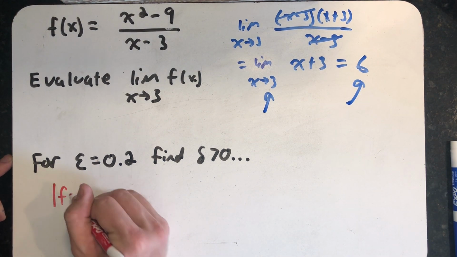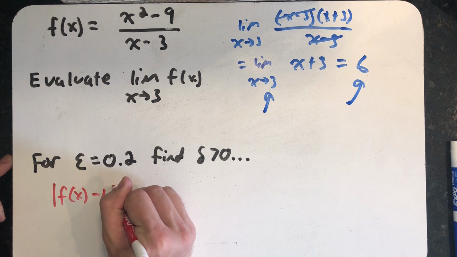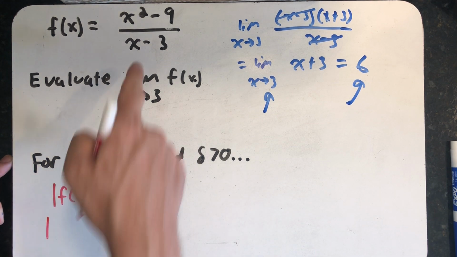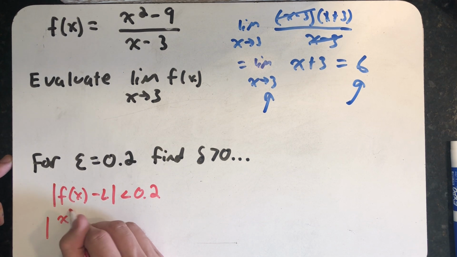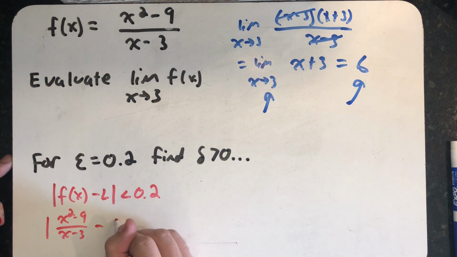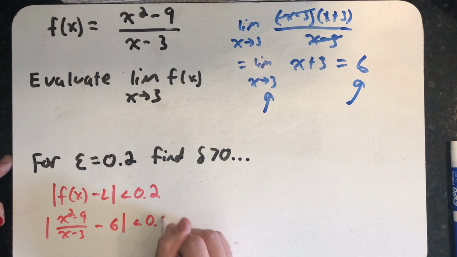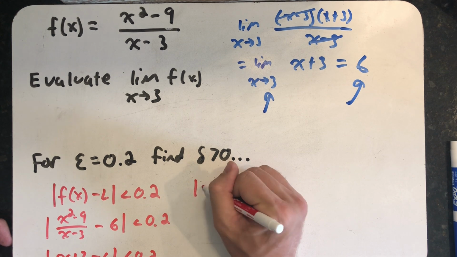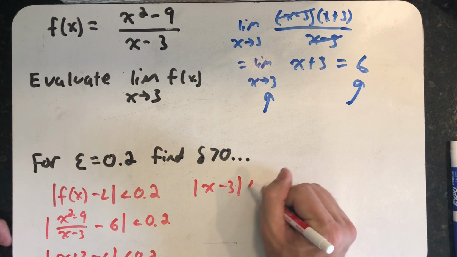All right, |f(x) − L| is supposed to be less than 0.2. My function, well, is that function minus my limiting value that we found, is less than 0.2. Well, nicely, I can do this same algebra I did up here. I can cancel out the common factor, which would tell me that |x + 3 − 6| is less than 0.2. |x − 3| is less than 0.2.